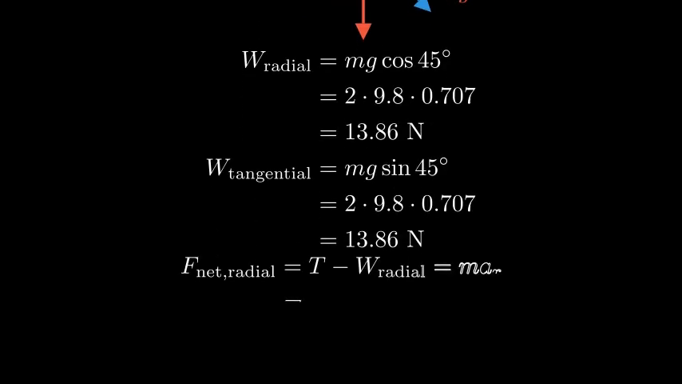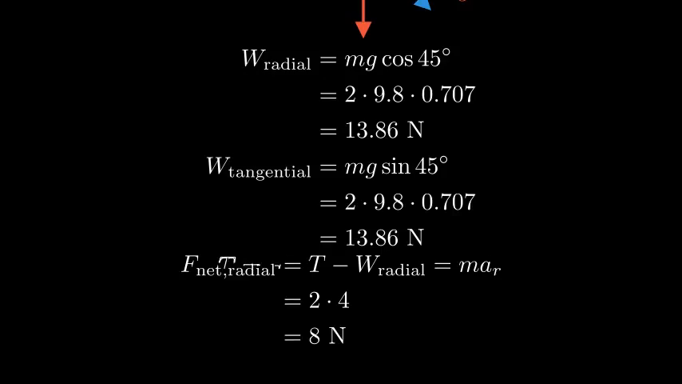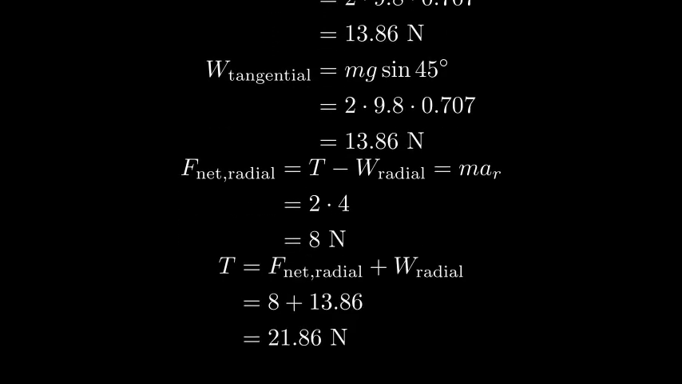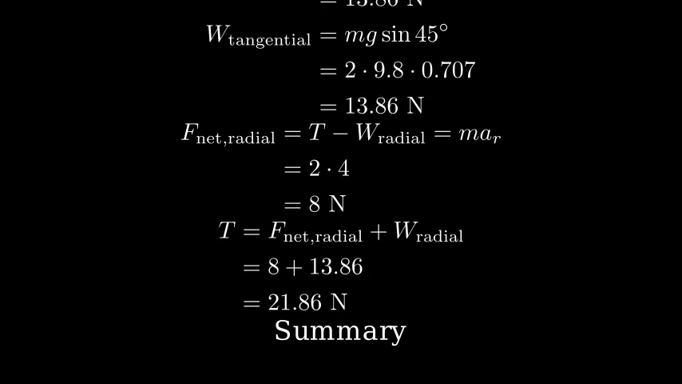The net force in the radial direction equals tension minus the radial component of weight, which equals mass times the radial acceleration. That's 2 kilograms times 4 meters per second squared, which equals 8 newtons. Finally, we can solve for the tension. Tension equals the radial net force plus the radial component of weight. That's 8 plus 13.86, which equals 21.86 newtons. Note that the tension must be greater than the radial component of weight to provide the centripetal acceleration needed for the pendulum's circular motion. Let's summarize what we've learned from these 5 examples.